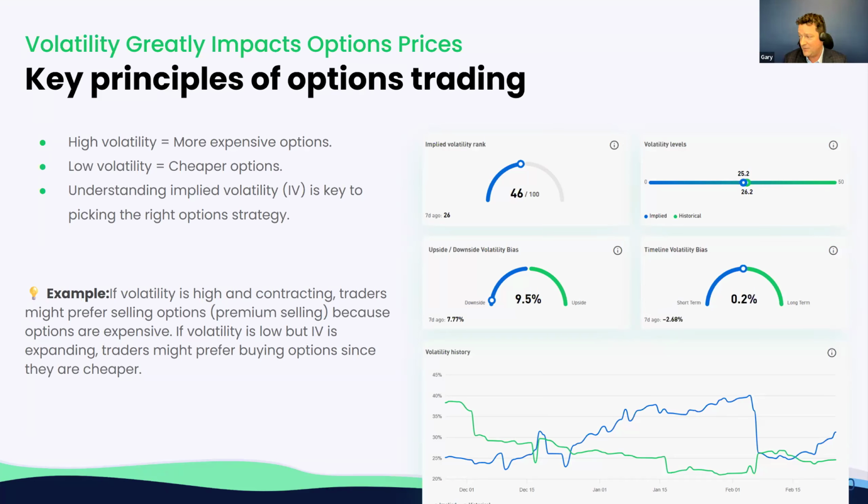What you're seeing on the screen now is the options builder dashboard. It gives you a unique way of looking at volatility data. Okay, so again, if volatility is high and starting to contract, options tend to be overpriced. In that environment, traders will often prefer to sell options, to sell premium. But if volatility is low and IV starts rising, this is the chart you can see at the bottom, options are relatively cheap, and we can take advantage of that with maybe some debit spreads.